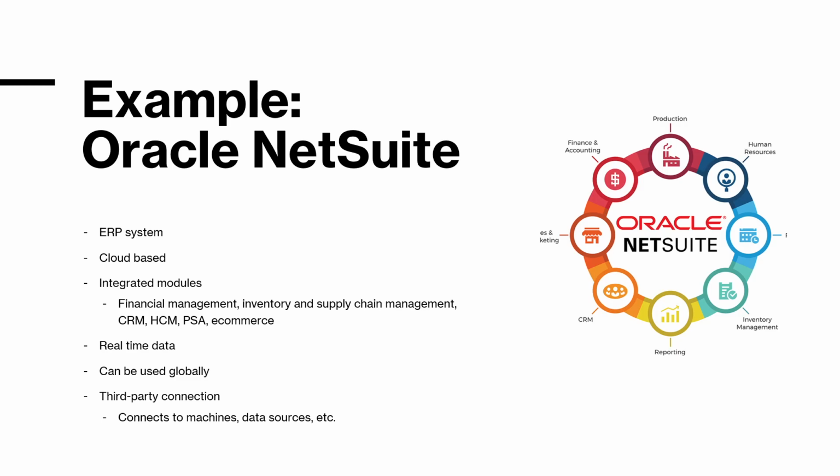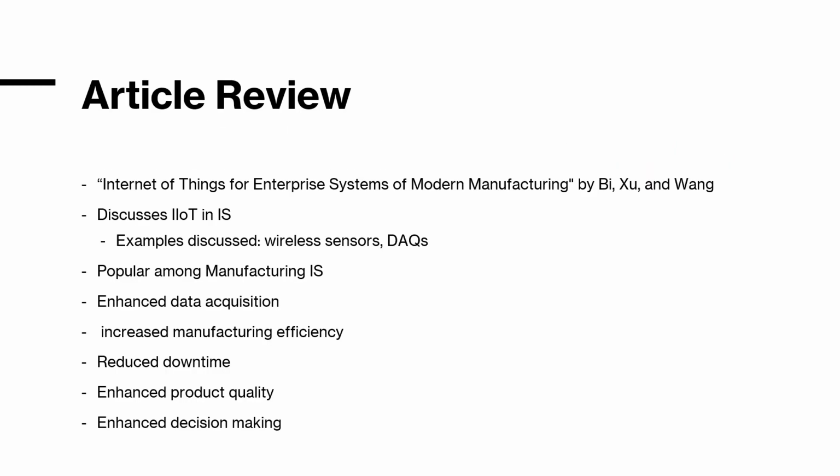So it's very versatile. Here's an article that I found that discusses the Internet of Things in information systems. The title is Internet of Things for Enterprise Systems of Modern Manufacturing. In this article, they have a few examples of the Internet of Things that they were using. They were using wireless sensors and DACs, which are data acquisitions, and that just gathers data. After reviewing the article, I made the assumption that the use of Internet of Things is actually very popular in manufacturing information systems.